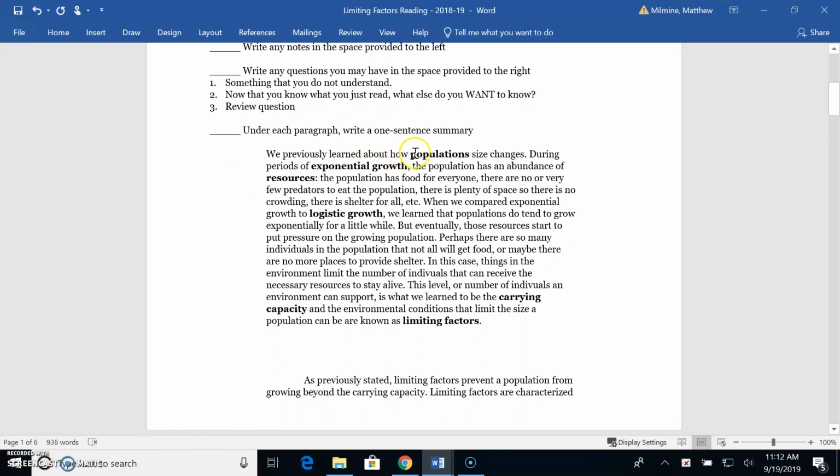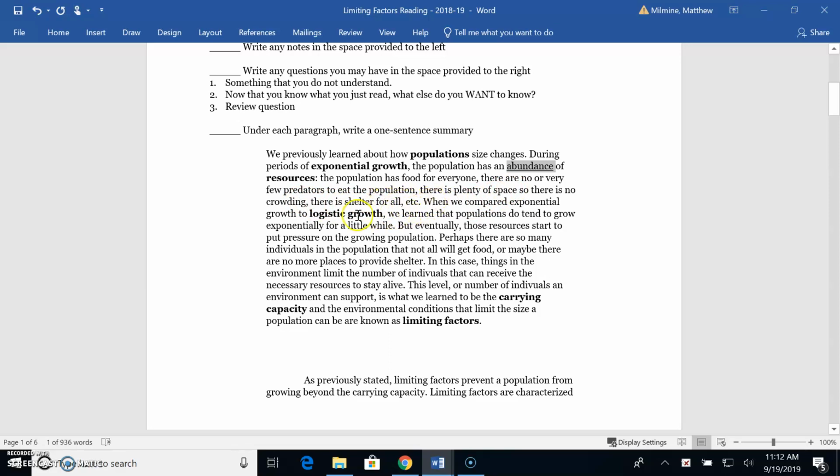We previously learned about how population size changes. We talked about that the past few days. During periods of exponential growth, the population has an abundance of resources. Okay, there's a word we might not know, so we're going to underline that. The population has food for everyone. There are no or very few predators to eat the population. There is plenty of space, so there is no crowding. There is shelter for all, etc.